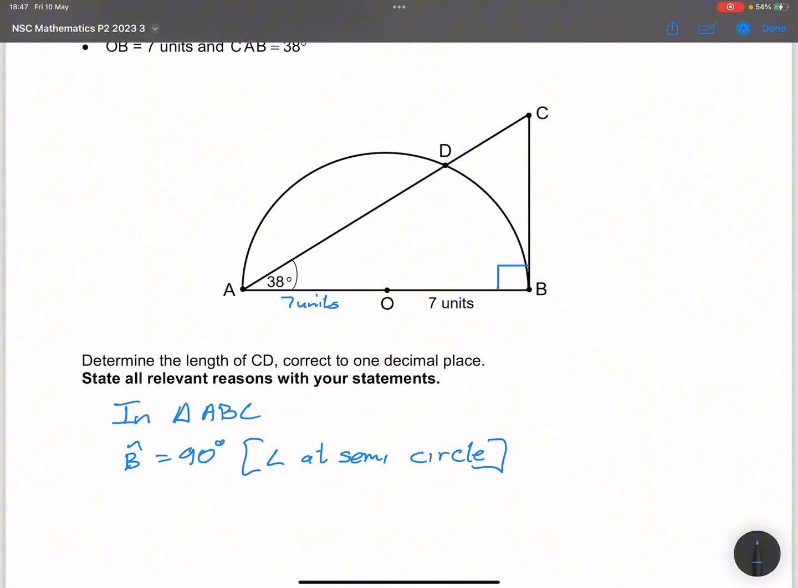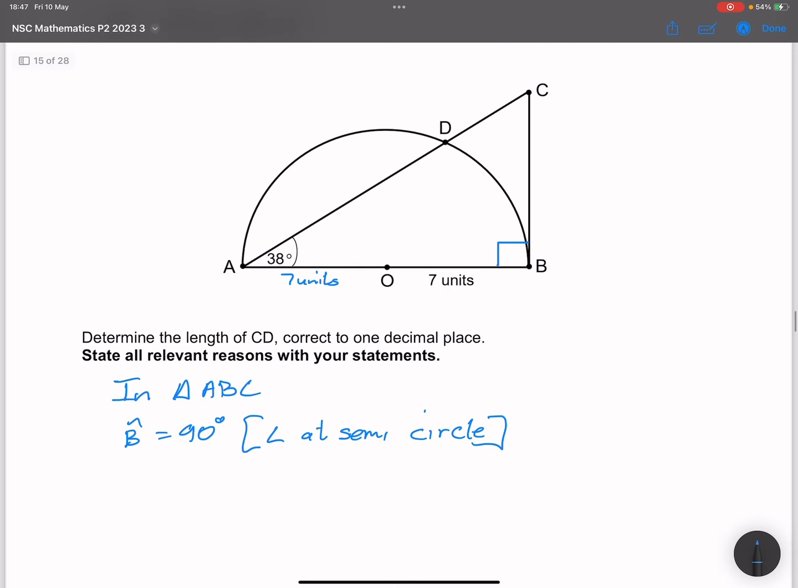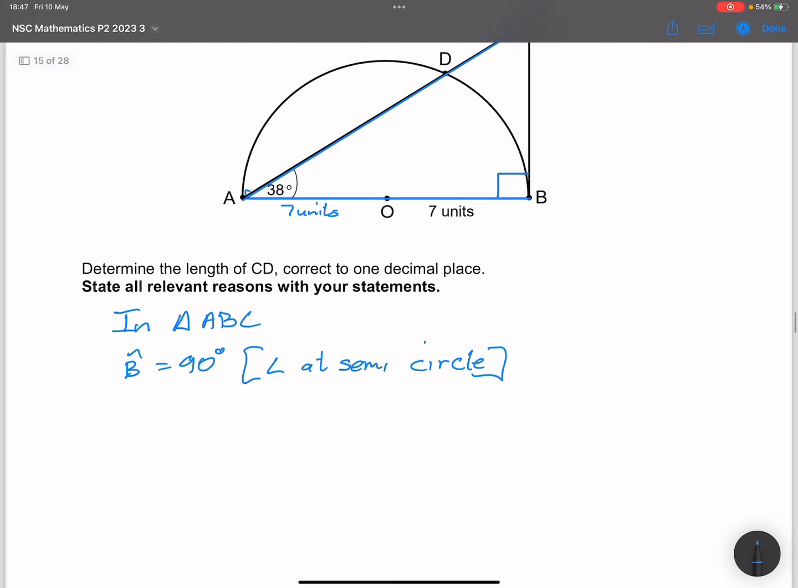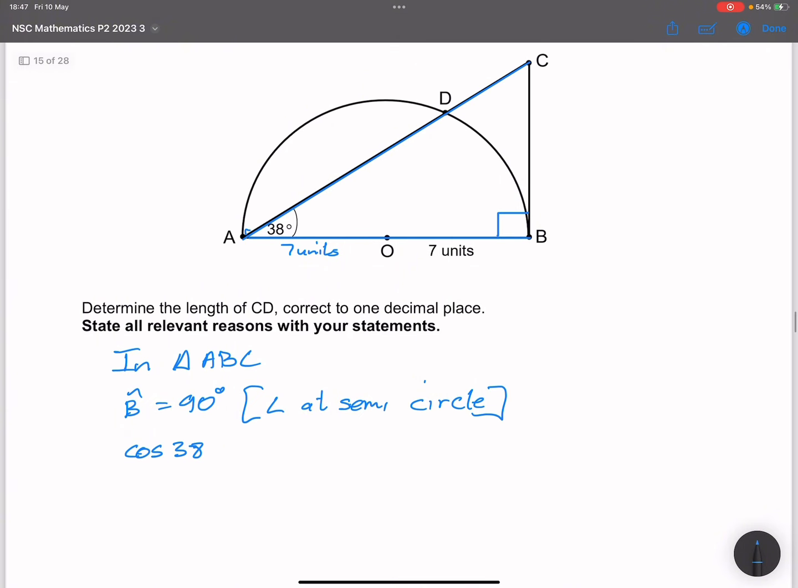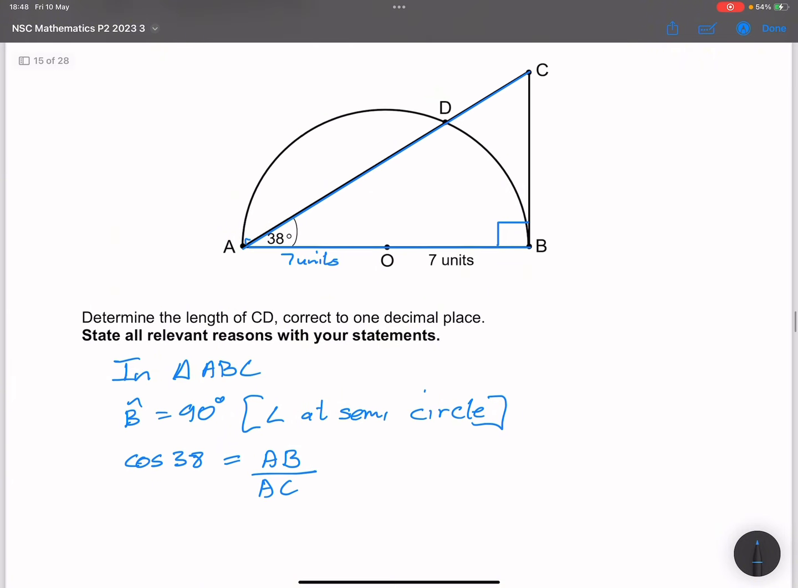Okay, now in that case it means if I'm going to find AC, this will be my hypotenuse, right? So that's the hypotenuse, and this side would be the adjacent side, right? So I'm going to say therefore the cos of 38 degrees would be equal to, now please note in this case, adjacent, which is AB, over the hypotenuse, which is AC. So let's find the length of AC.